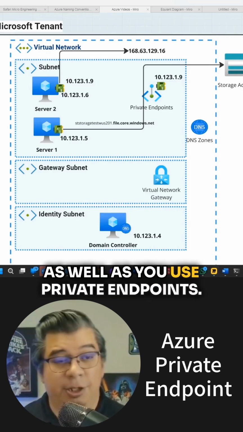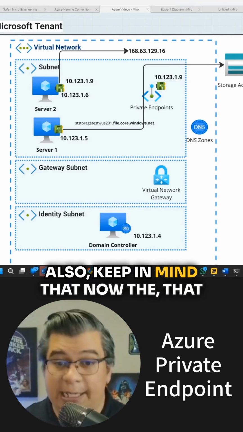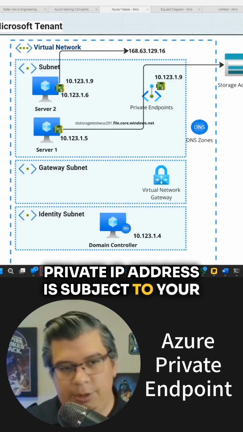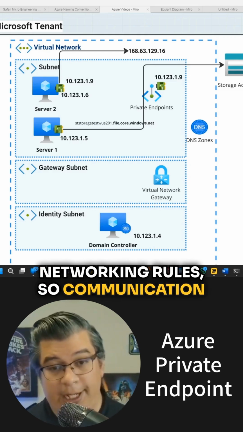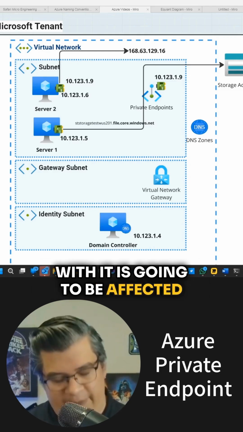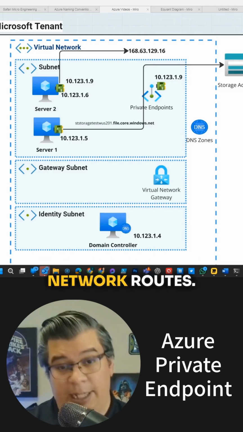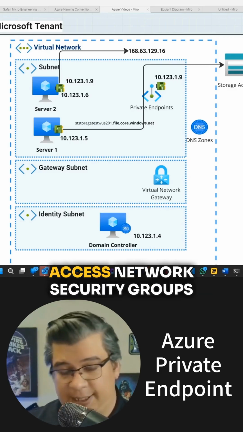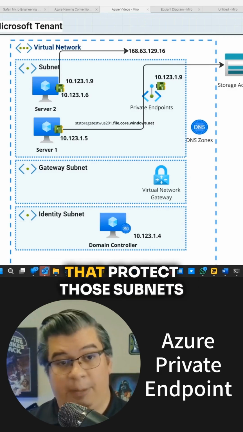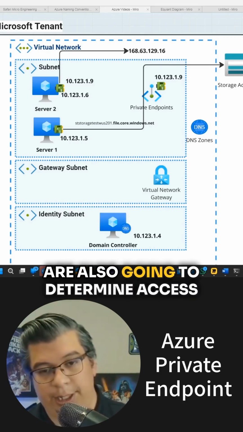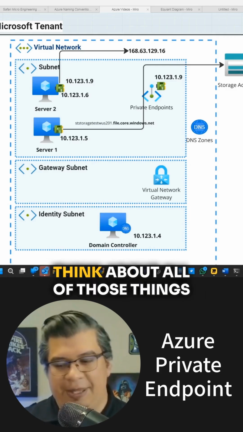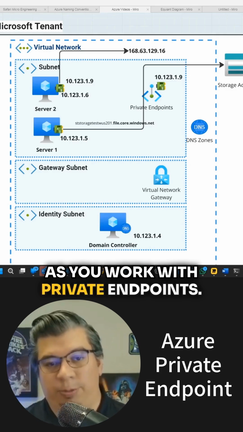As you use private endpoints, also keep in mind that now that private IP address is subject to your networking rules. So communication with it is going to be affected by user-defined network routes. So if you're using route tables inside your environment, that's going to affect its access. Network security groups that protect those subnets are also going to determine access for those private endpoints as well. Think about all of those things as you work with private endpoints.